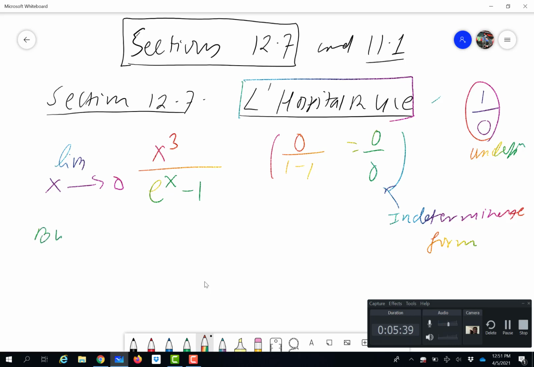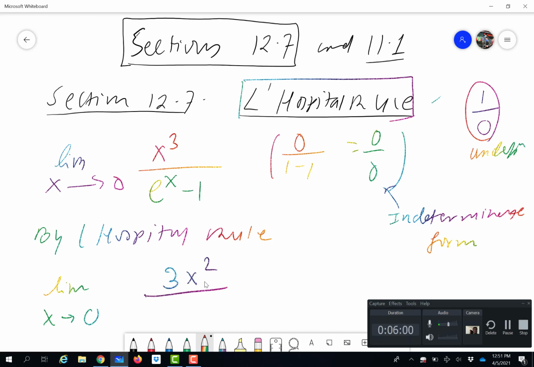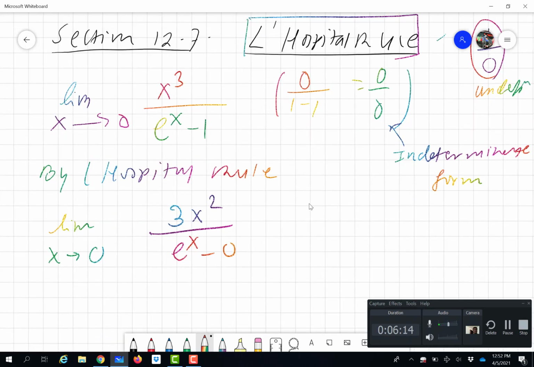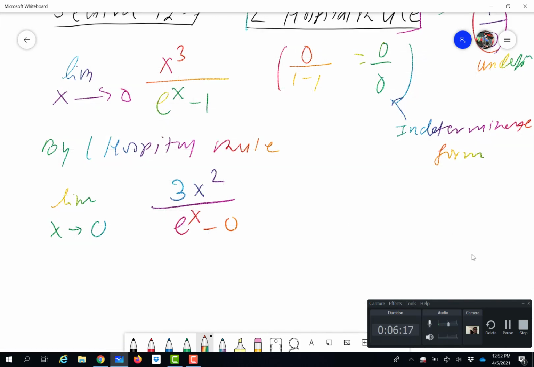So by L'Hopital rule, what we do here is find the derivative of the top, and we write the limit the same, x tends to 0. The derivative of the top is 3x squared, and the derivative of the bottom is e to the x. The derivative of e to the x minus 1: the derivative of 1 is 0. So yeah, we found the derivatives now. Let us plug in the limit. Now what will we get?